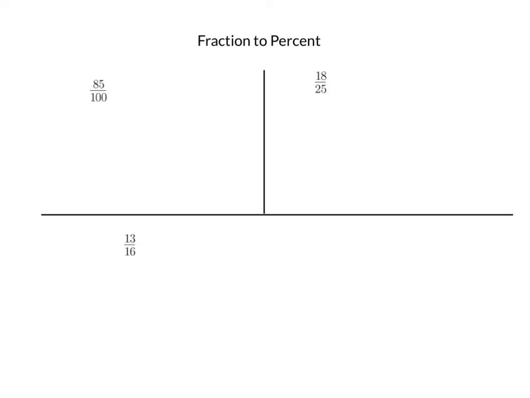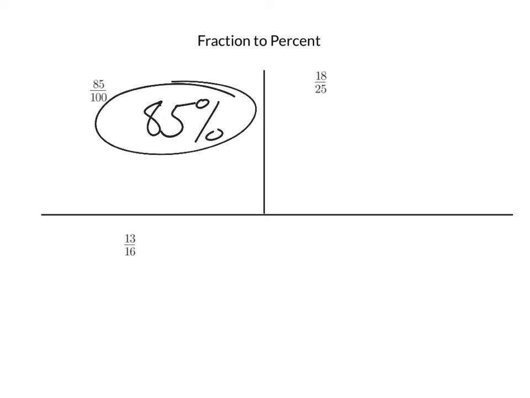Okay. All right, now we're going to go from a fraction to a percent. So this first one, super easy. 85 hundredths, percents are always out of 100. So it tells me my answer right there. 85 hundredths is 85%. If you got 85 questions out of 100 correct on the test, you got 85% of them right.